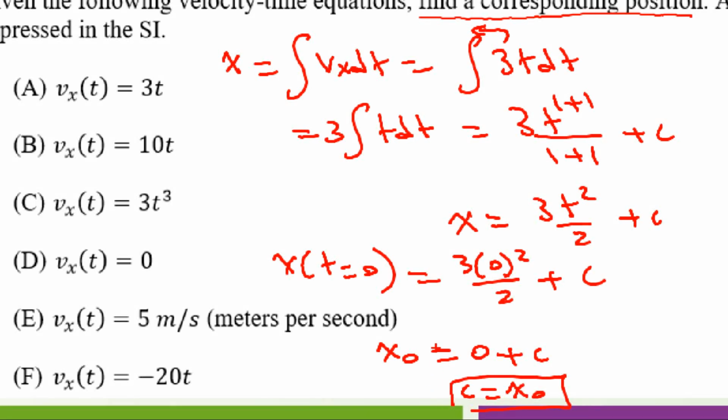It happens that whenever the function that we're dealing with is a polynomial function, then the constant of integration would be this variable at the initial instant, which is t equal to 0.